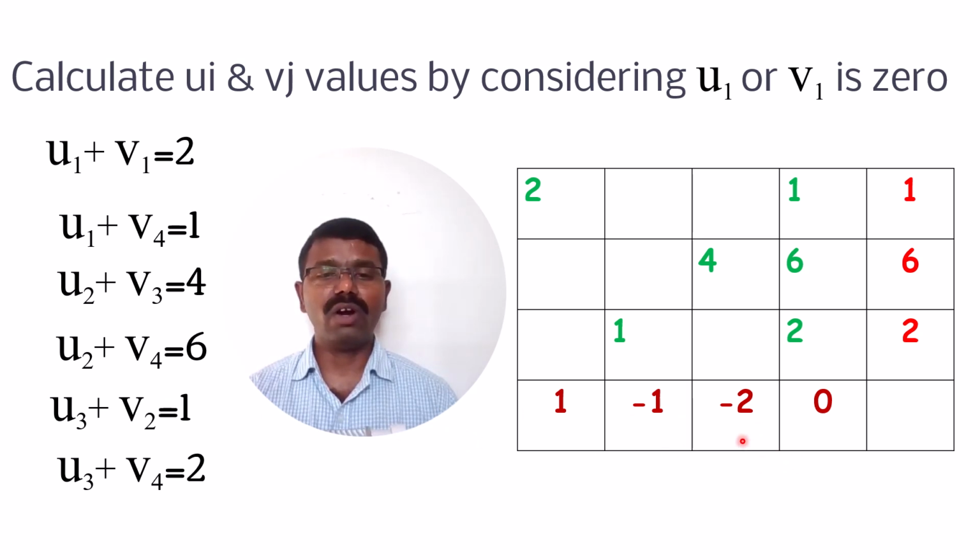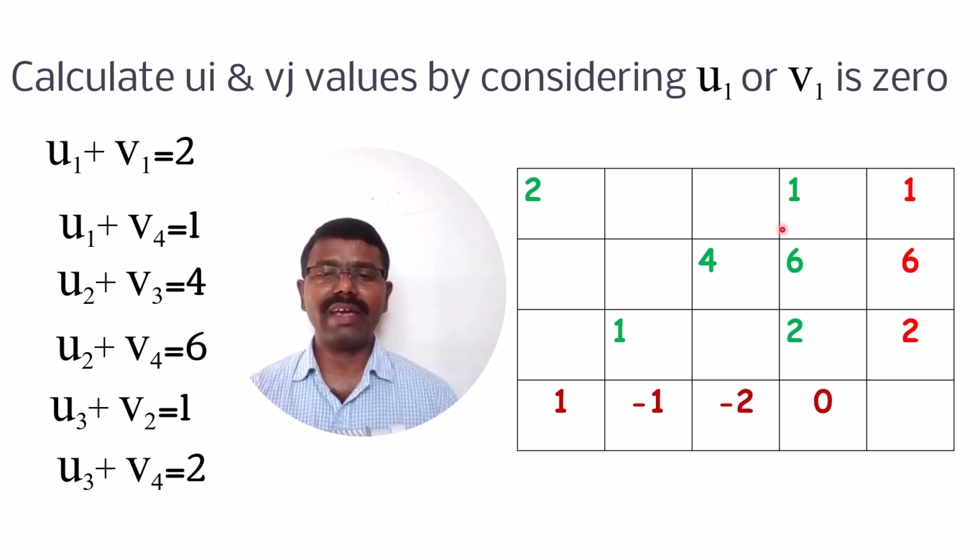Then I want a v3. So v3 is here, u2 plus v3 is equal to 4. Now you substitute the u2 value, u2 is equal to 6, and v3 is equal to 4 minus 6, it becomes minus 2. This way I am now obtaining u1, u2, u3, v1, v2, v3 and v4 values.